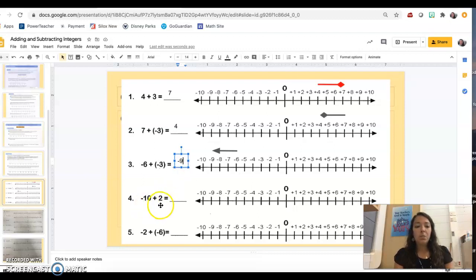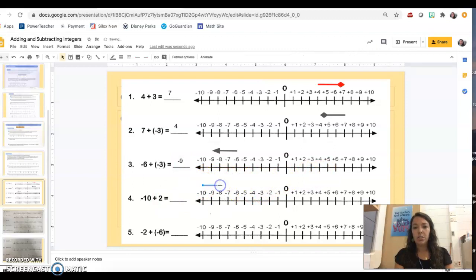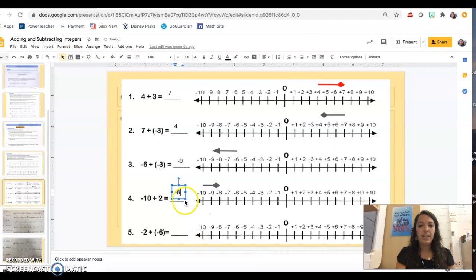So negative 10 plus 2. So we're going to start at negative 10 on our number line, but plus 2 is just right 2. So we're going to go to the right 2. That leaves us at negative 8. Okay, so I'm going to make my text box, put that at negative 8.